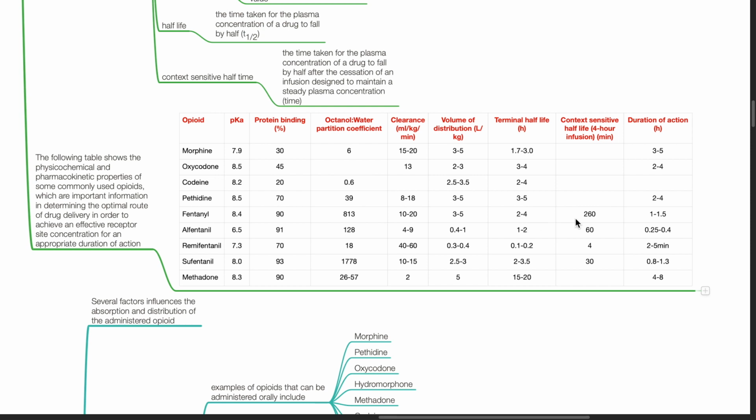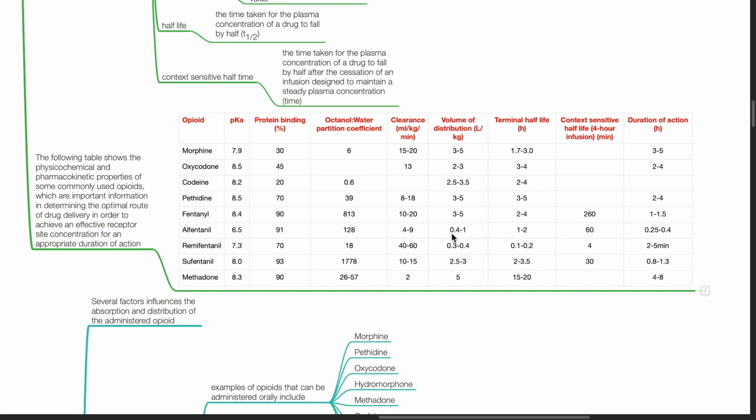Context-sensitive half-life for a 4-hour infusion is 260 minutes. Duration of action is 1 to 1.5 hours after a bolus. For alfentanil, the pKa is 6.5, protein binding 91%. Octanol-water partition coefficient is 128. Clearance is 4 to 9 ml per kg per minute.